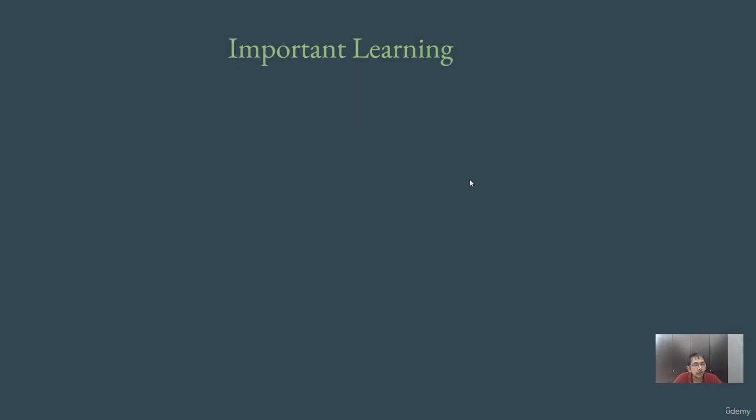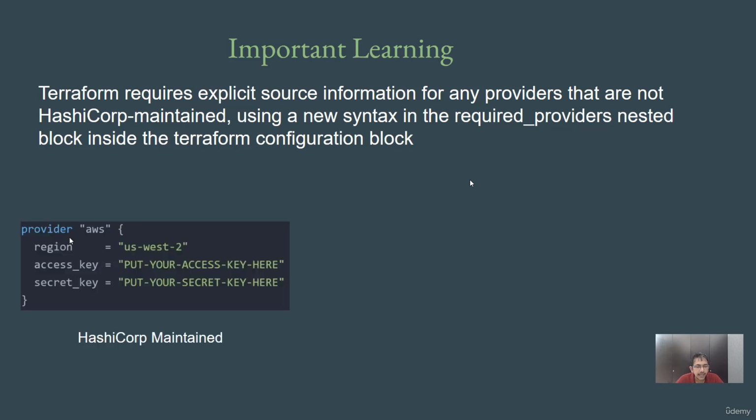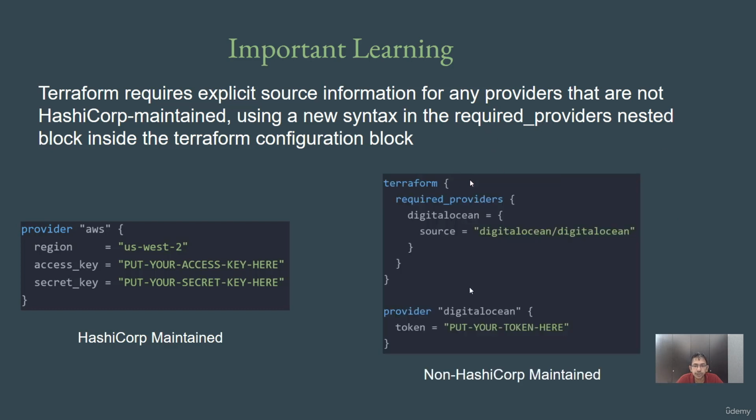Now, one of the important parts to learn here is that Terraform requires explicit source information for any providers that are not HashiCorp maintained, using a new syntax in the required_providers nested block. So let's understand this. At this stage, we have been using the provider of AWS and we used to specify region, access key, secret key, etc. Now this block works perfectly well primarily because this is a HashiCorp maintained provider. However, for providers that are not maintained by HashiCorp, you have to make use of the required_providers nested block, which looks something similar to this.